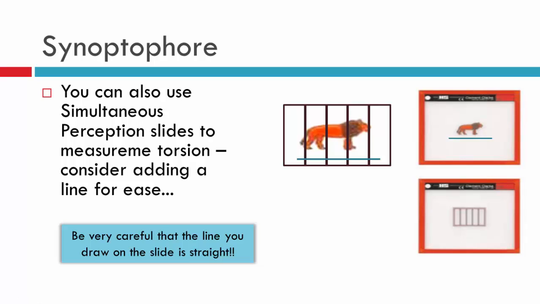And once again, as noted in the previous video, if you do choose to utilise simultaneous perception slides for the purposes of measuring torsion, you must ensure that if you draw that line, it needs to be straight. Do not utilise these slides if the line is not straight. And be aware that once you start manipulating these slides, you are adding a level of risk to your assessment.